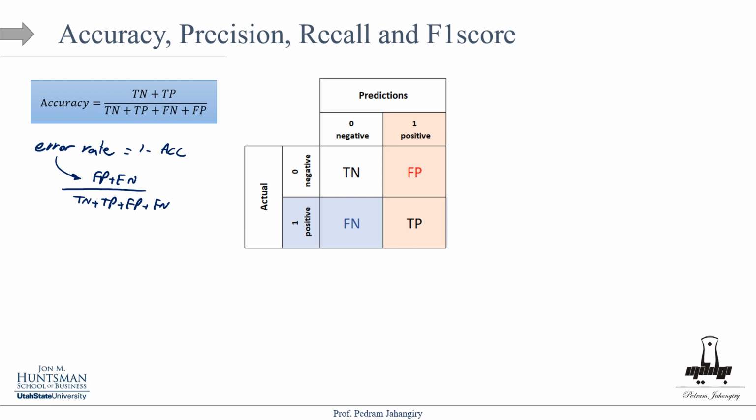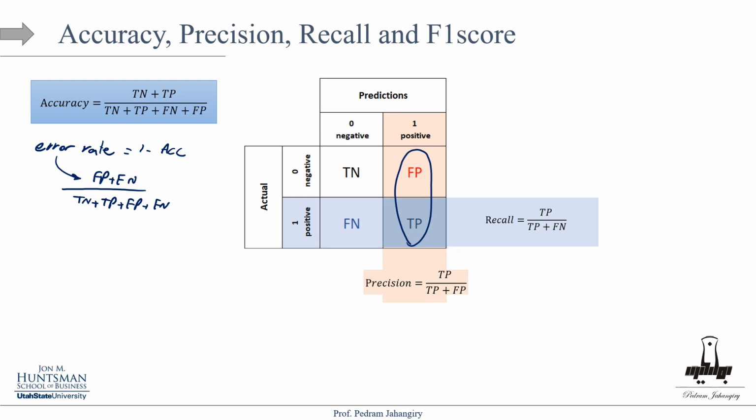So the other metrics that we're going to use are basically precision and recall. So let's start with precision. So what is the precision? If you look at this one, precision focuses on this column, and it's defined as true positive divided by true positive plus false positive. So basically it says that out of those predictions that the model called positive, what percentage is accurately predicted?